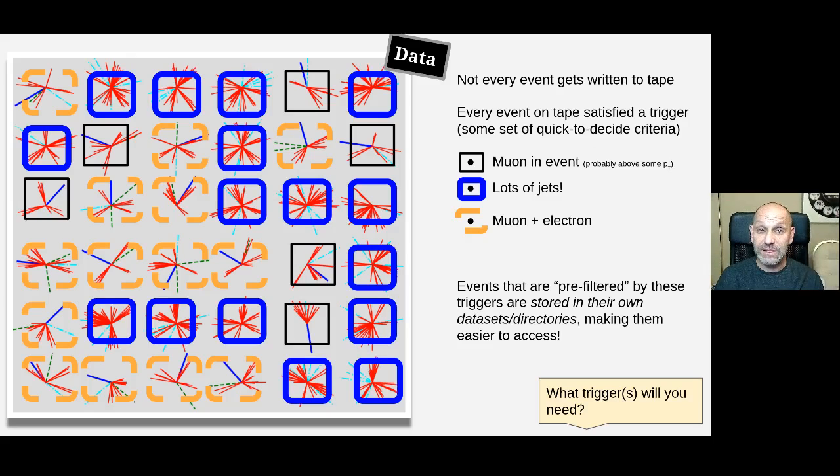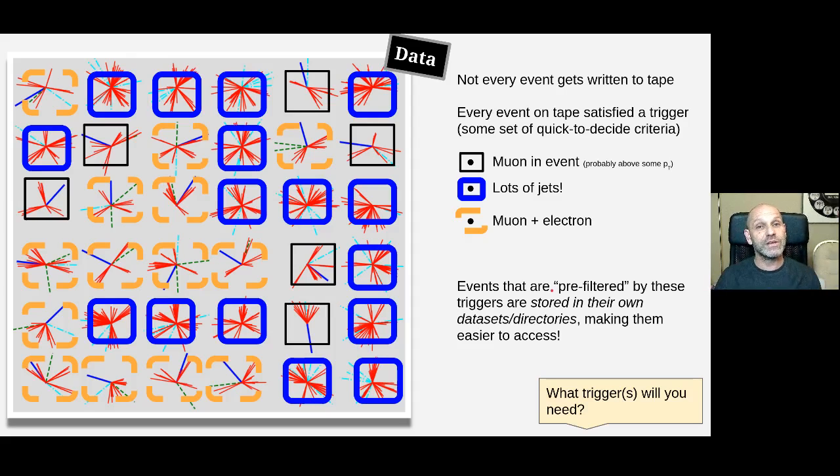And some events might actually pass 2 triggers. It's not unique, even though I've drawn it here so it looks like each event only satisfies 1 trigger, but that's not the case. I've just done this for simple purposes. But it does mean that if you're trying to do your analysis, you may be able to go very quickly and say, oh, I would like the data from some particular trigger. This actually makes things a little bit easier in this kind of pre-filtering, if you will.